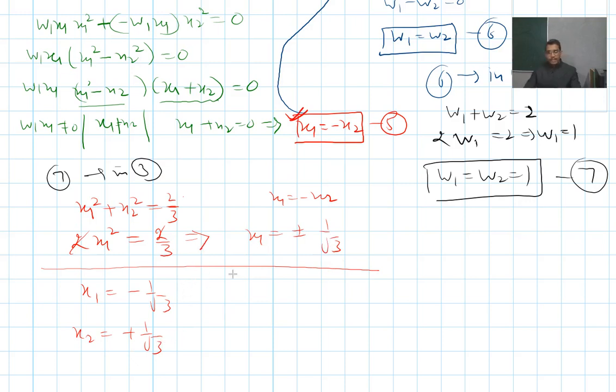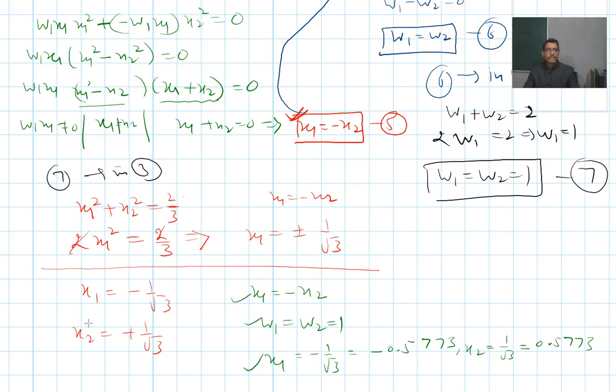Right, so let us sum up these results. x1 is equal to minus x2, w1 is equal to w2 is equal to 1, and x1 is equal to minus 1 by root 3, which comes out to be minus 0.5773, and x2 we are getting 1 by root 3, which is equal to 0.5773, the value which we are getting, right?